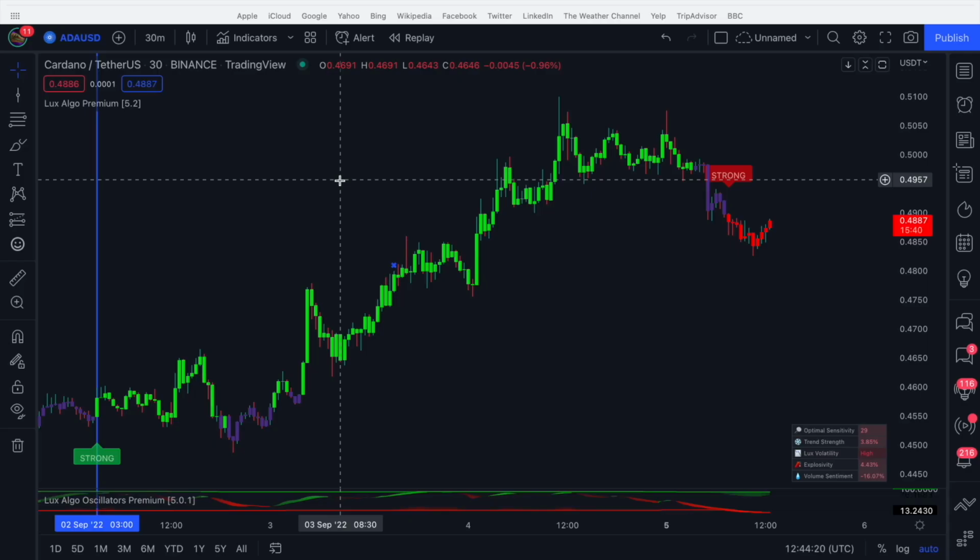Hi guys, today I'm going to cover a fairly simple concept and one of the most, if not the most popular feature of LuxAlgo Premium, and that is the confirmation signals. Everyone who loads up LuxAlgo Premium sees the confirmation signals. They see the buy, they see the sell, they see the strong.